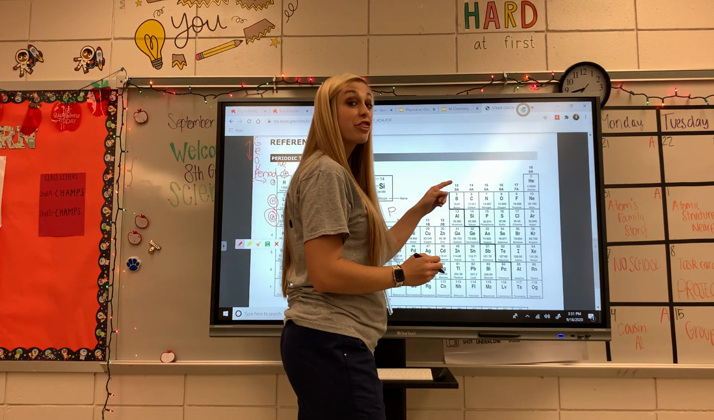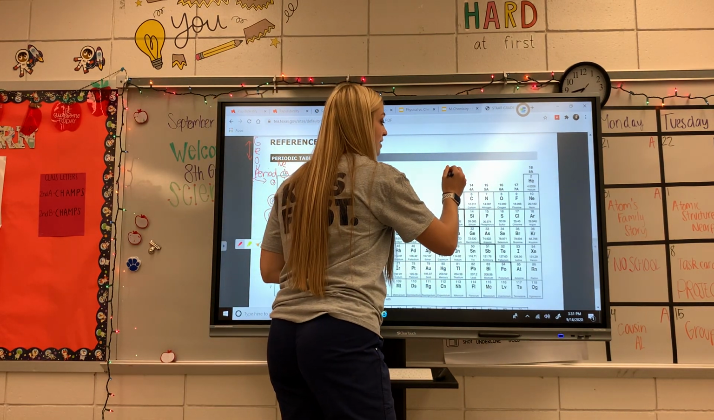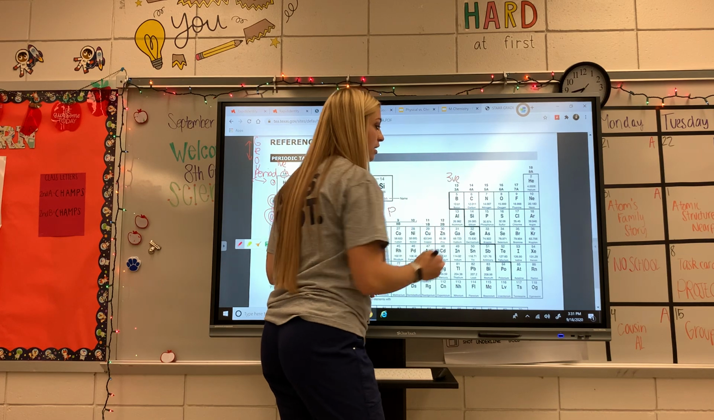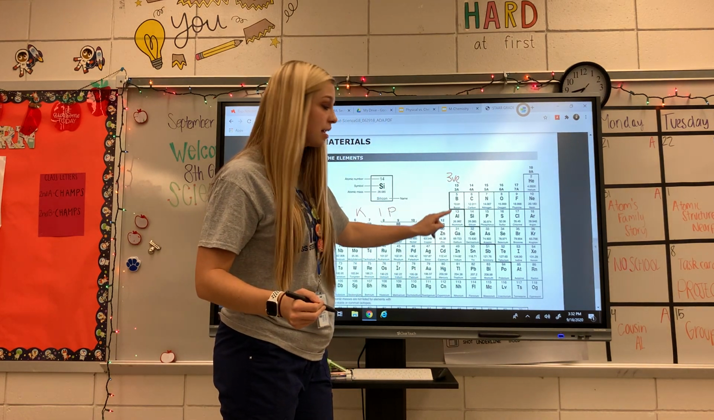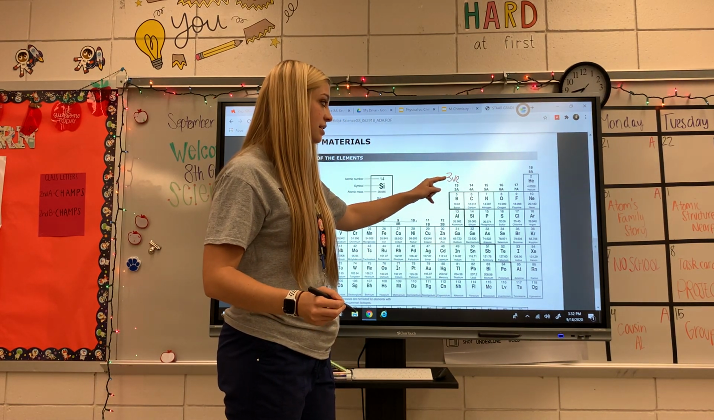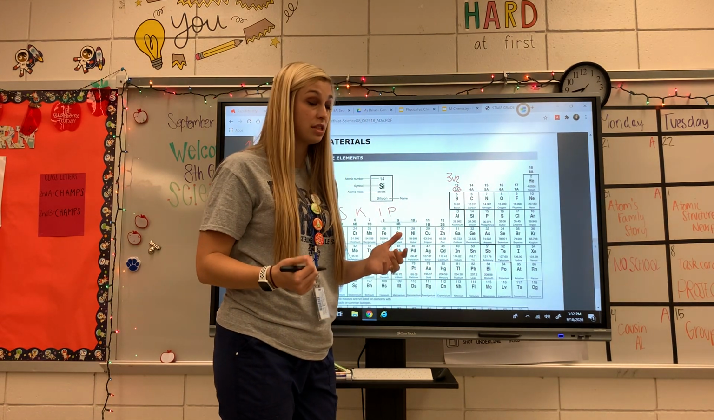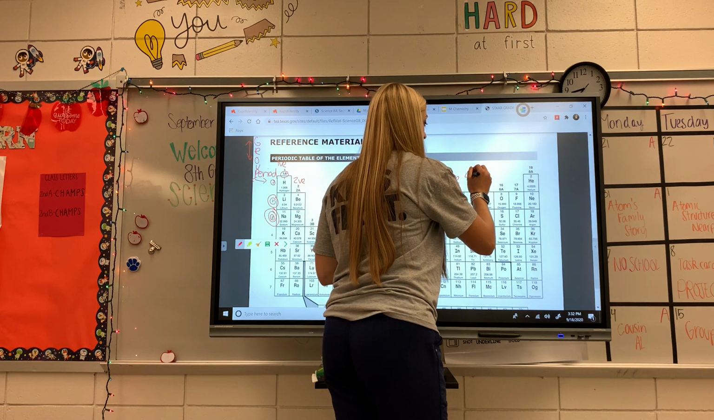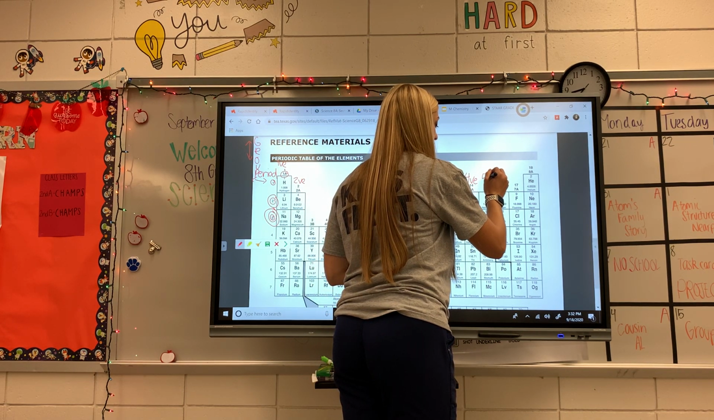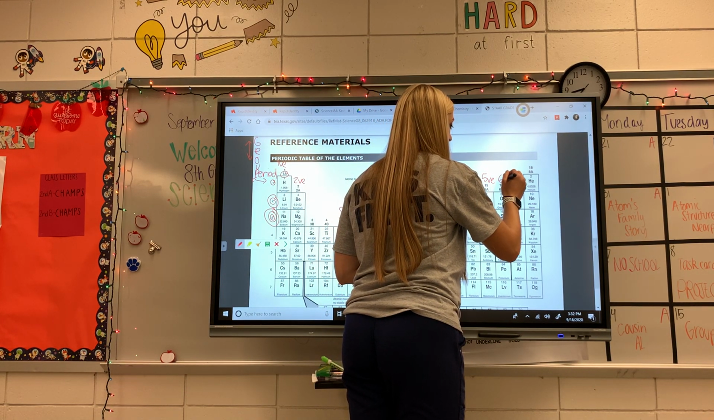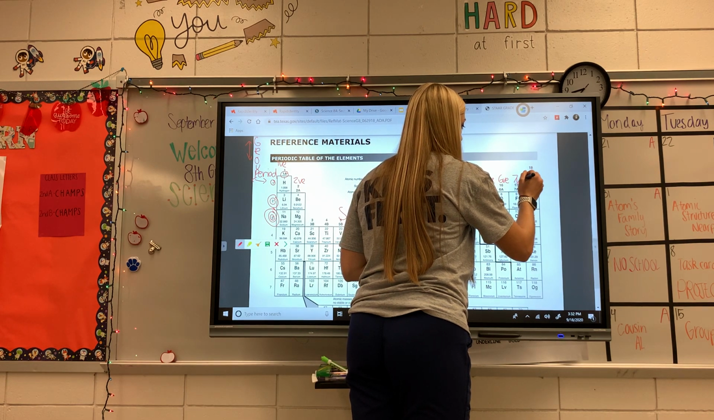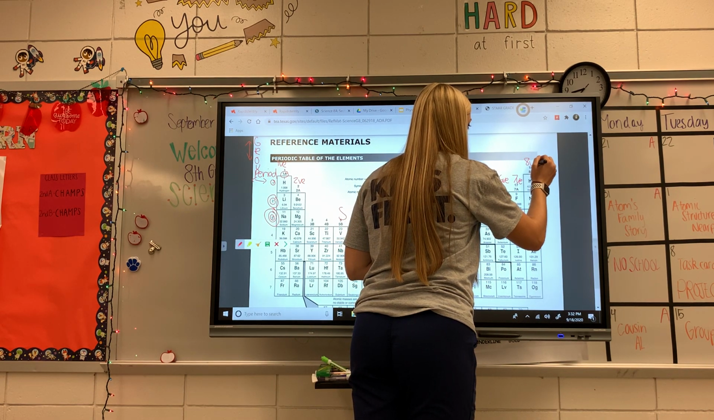Okay, group 13 or 3A has 3 VE. So remember, every element in this group has 3 valence electrons. I'm getting that from this number. That number tells you. Okay? 4 VE, 5 VE, 6 VE, 7 VE, 8 VE.